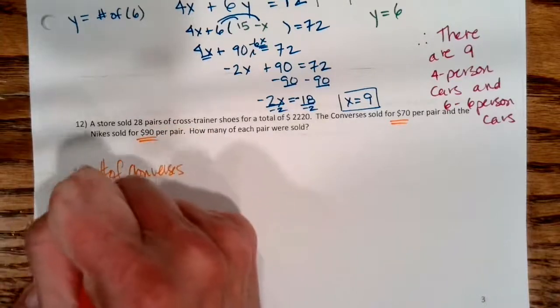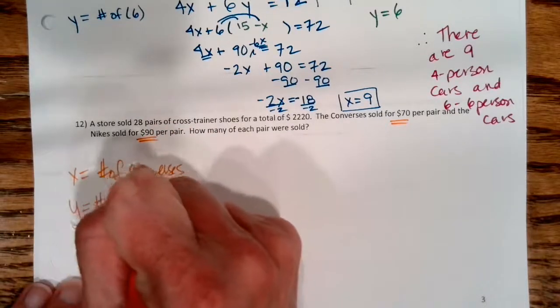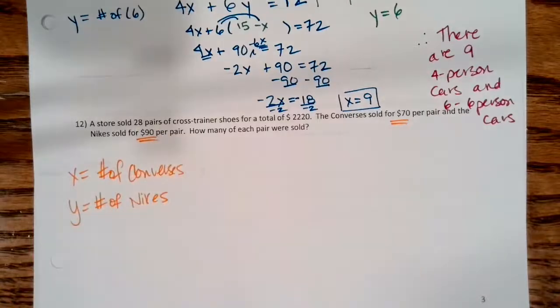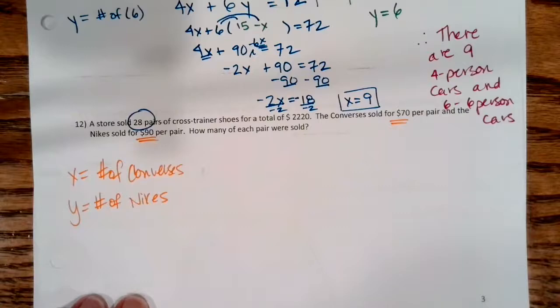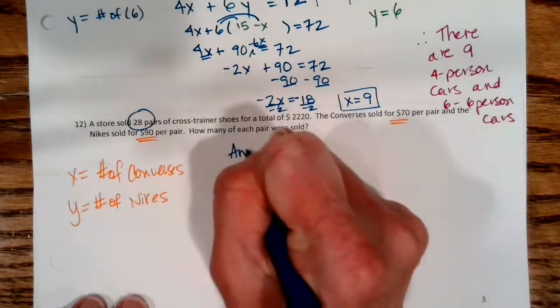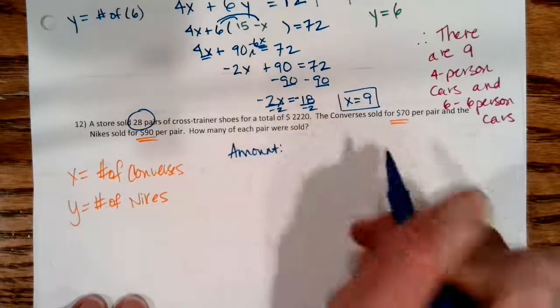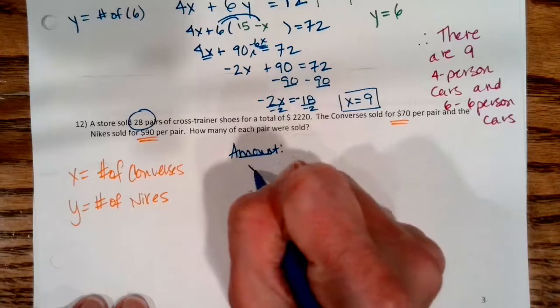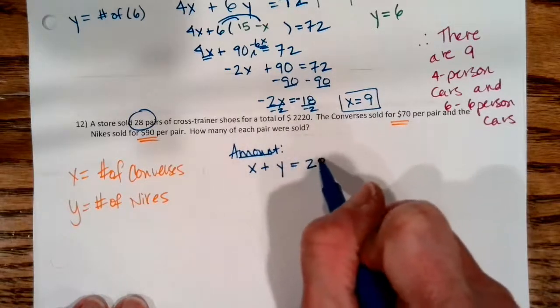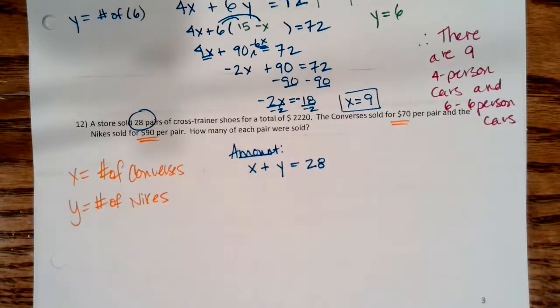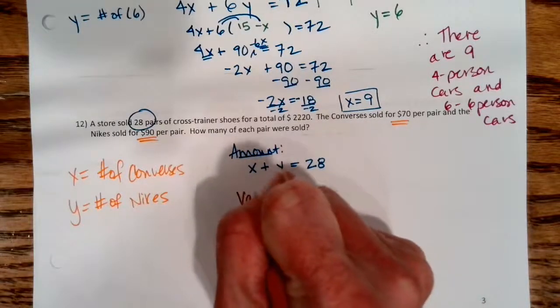Let's let Y equal my number of Nikes. I know together I sold 28 pairs of shoes. So this is one of those problems where I need to look at my amount. My number of Converses plus my number of Nikes is going to be 28. My next conversation is going to be about value, and that is always about dollar signs.